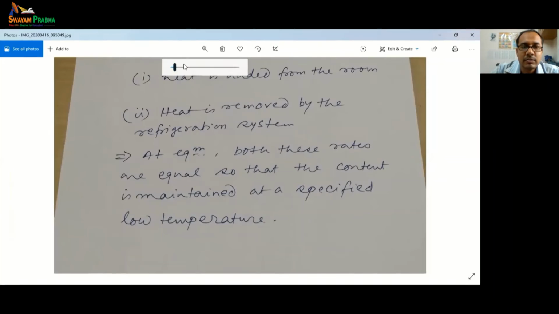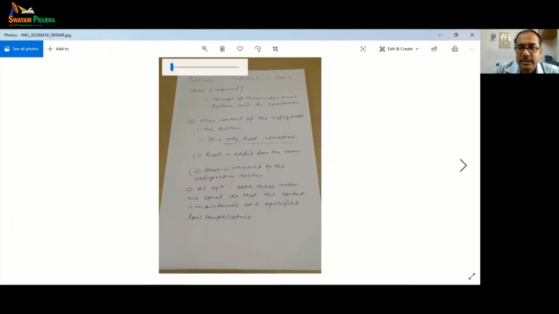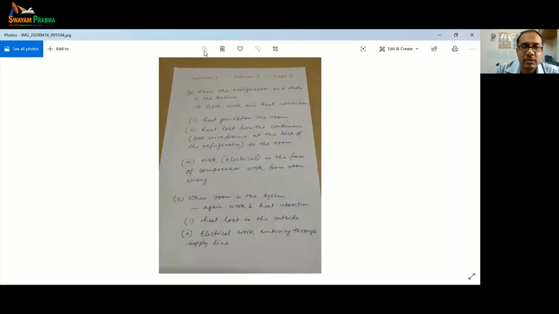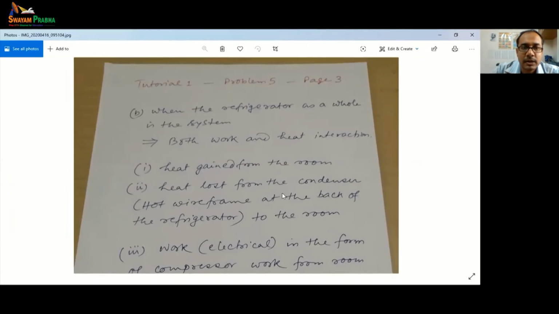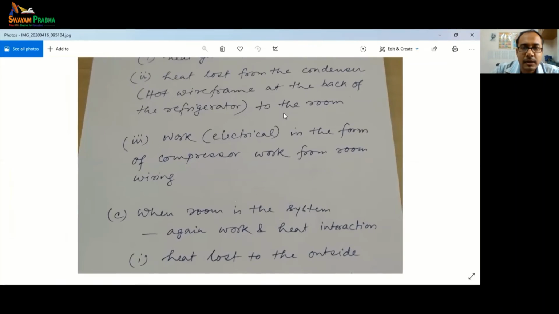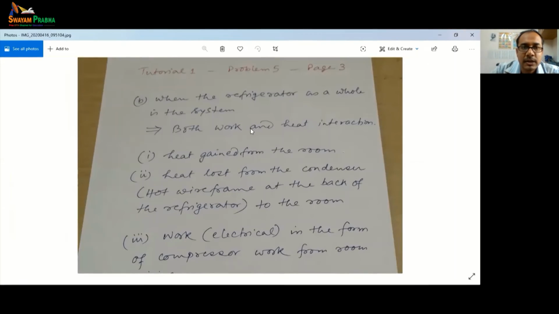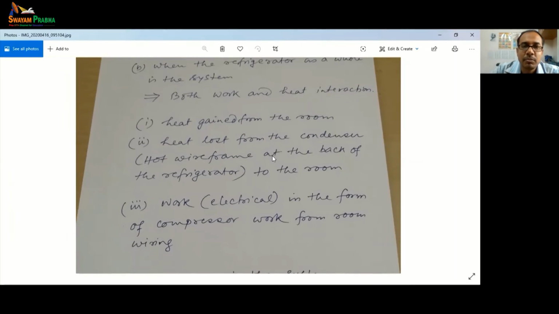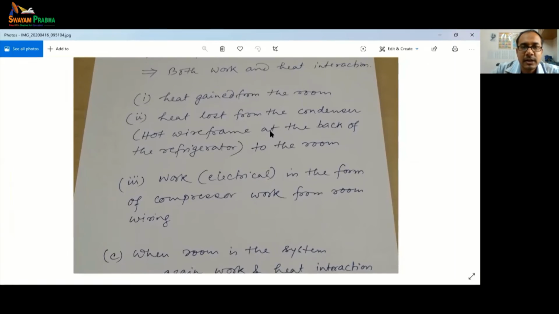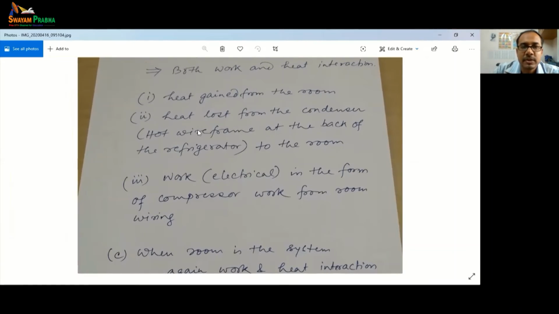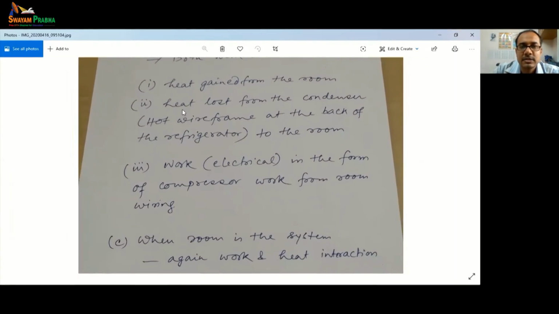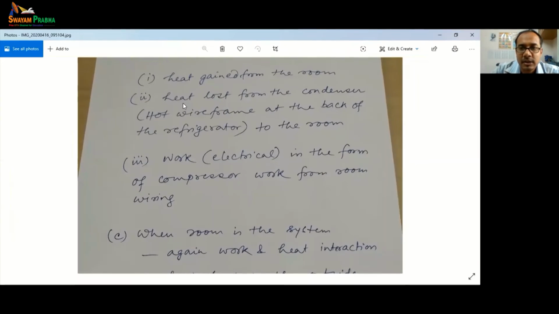Okay, now let's see the next case where we are considering the refrigerator as a whole as our system. So here both work and heat are actually interacting with the system. Heat, how? Heat is gained from the room, right? As well as the second heat interaction is heat is lost from the condenser of the refrigeration system.